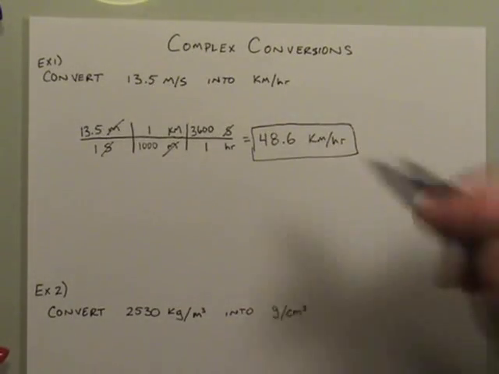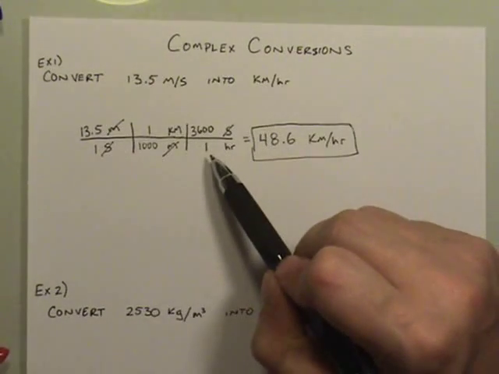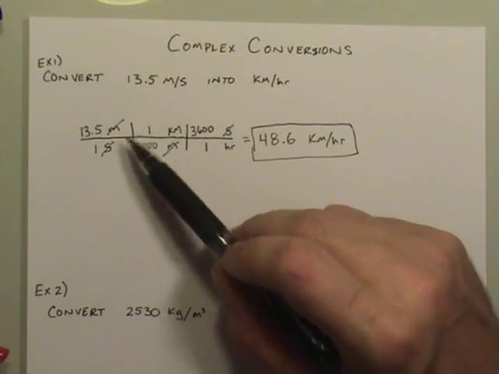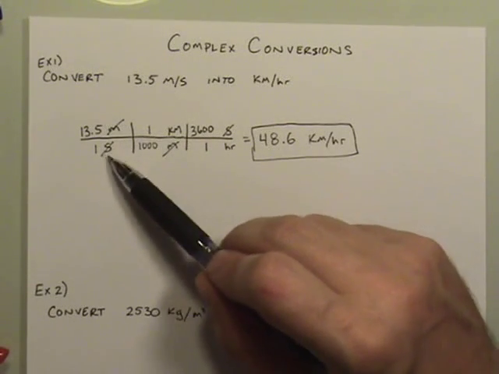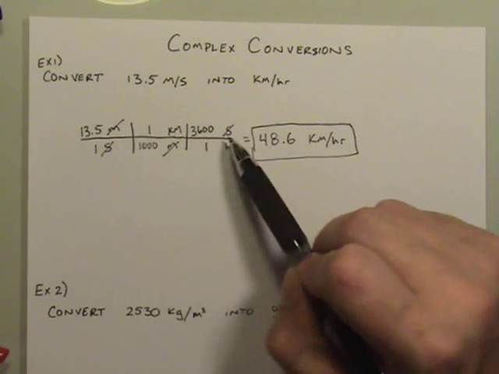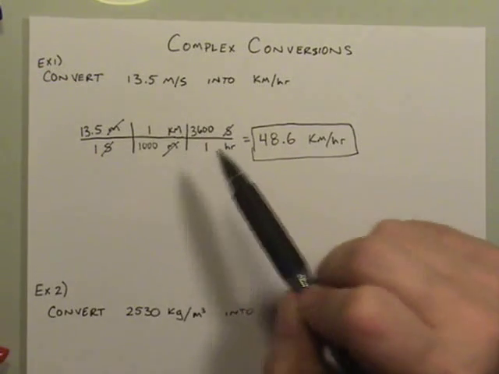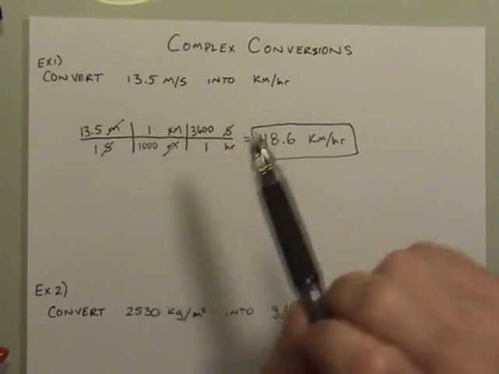And that's it. So we took care of the conversion all on one line, but we did each part separately. I took care of the distance part separately, I took care of the time part separately, but all on the same line. All my units canceled properly, and I end up with the right units.